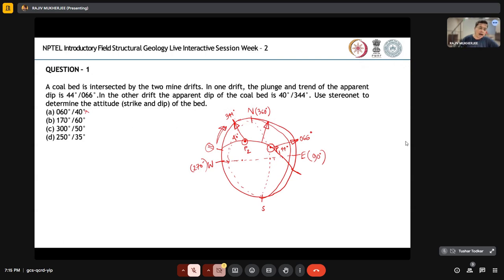Now what about 170 degrees? So 170 degrees is pretty close to the 180 degree south line, that is almost here. This is 170 degrees. We are seeing no such strike end here, so definitely option B is incorrect. Now what about option C?